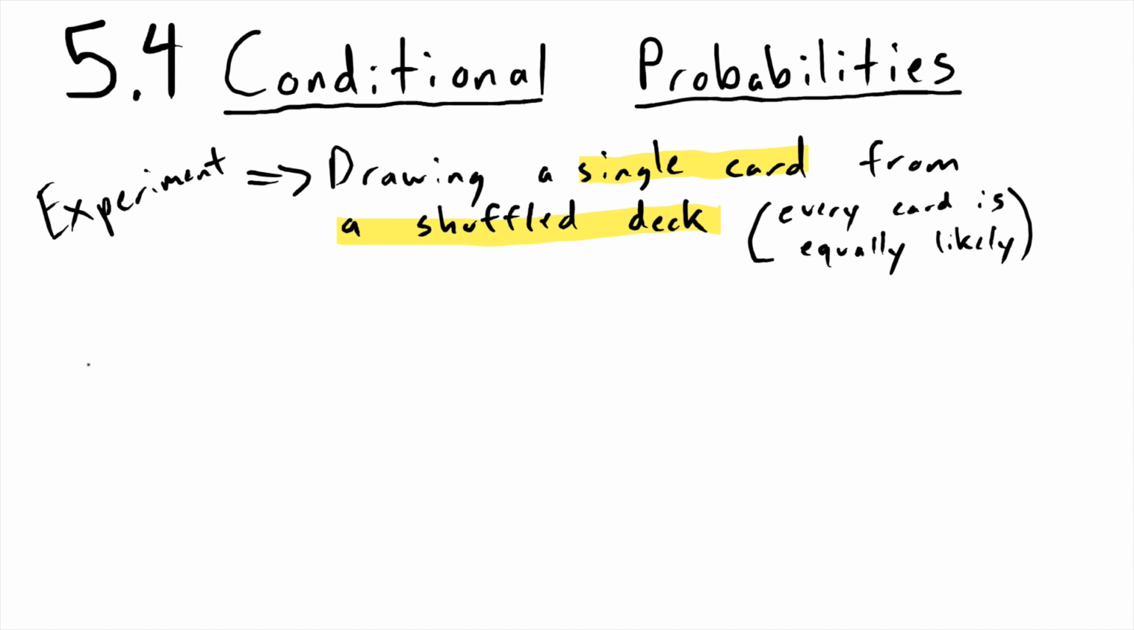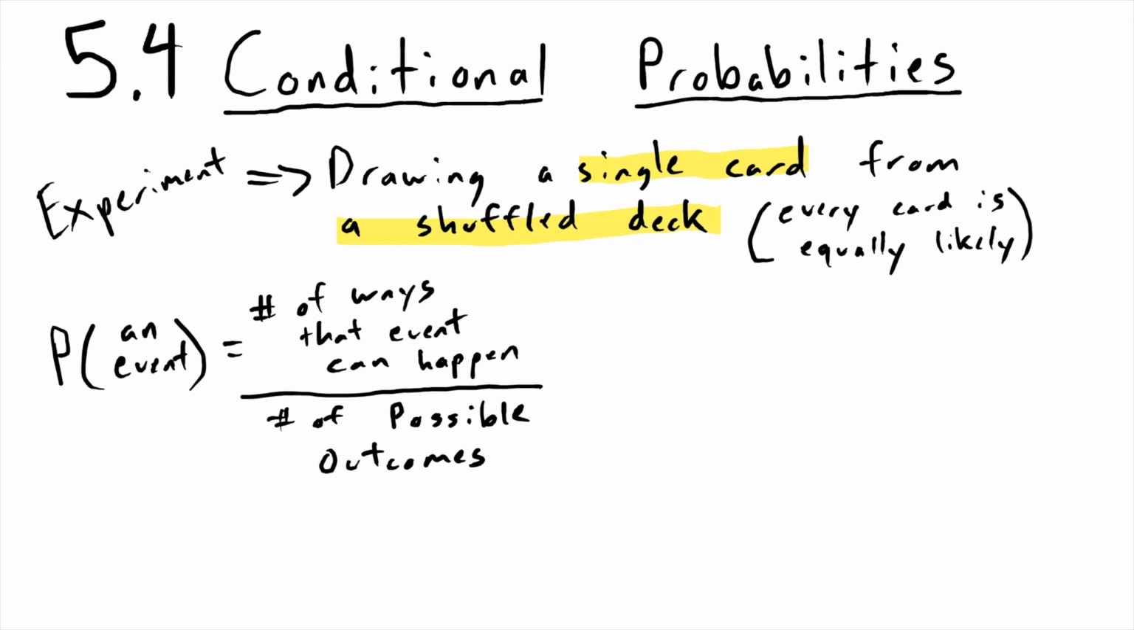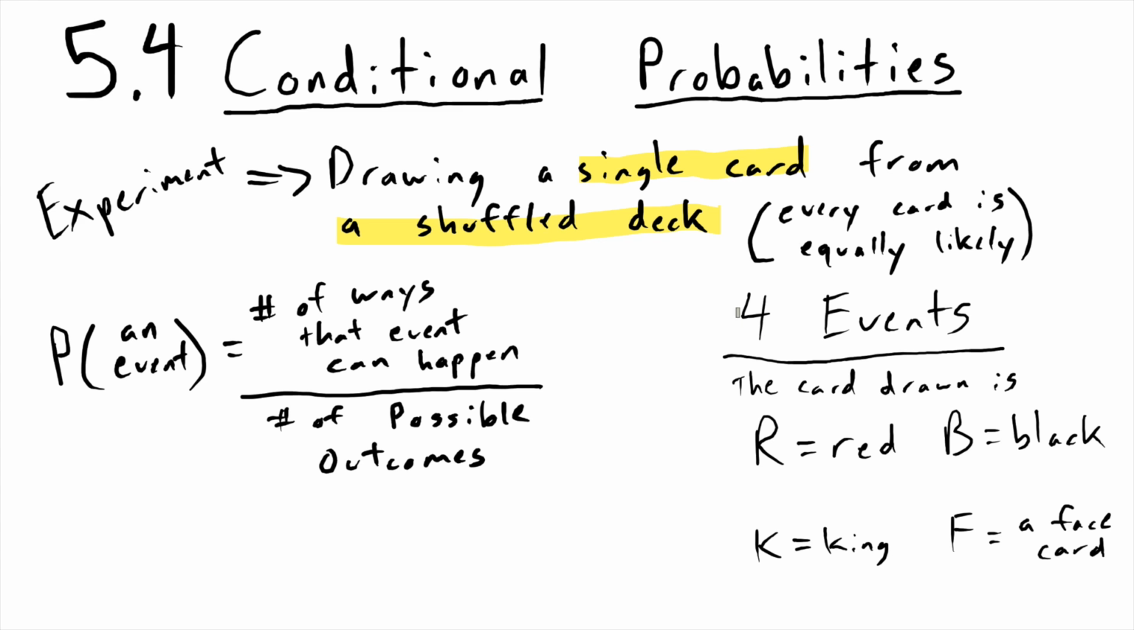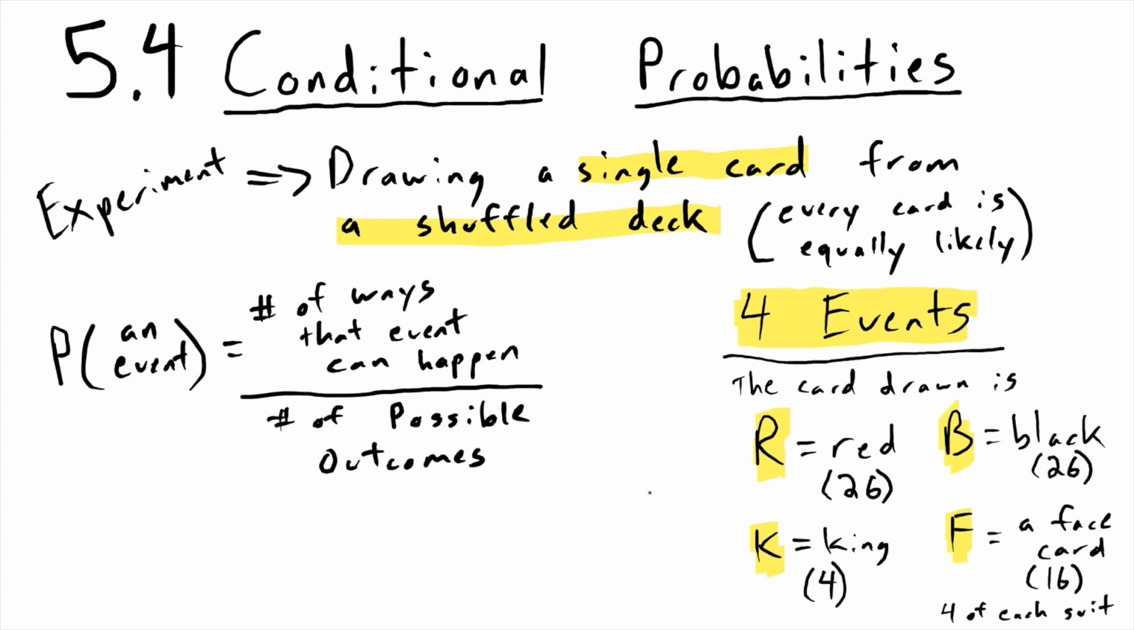For all the probabilities in this video, we're going to be using the idea that the probability of an event is the number of ways that event can happen divided by the number of possible outcomes. And we're allowed to use this because every card is equally likely to be chosen. So we're going to define 4 events here. And just as a reminder, I'll give you the total number of cards that are of each of these types. And following the framework that we just talked about, we could say things like this.